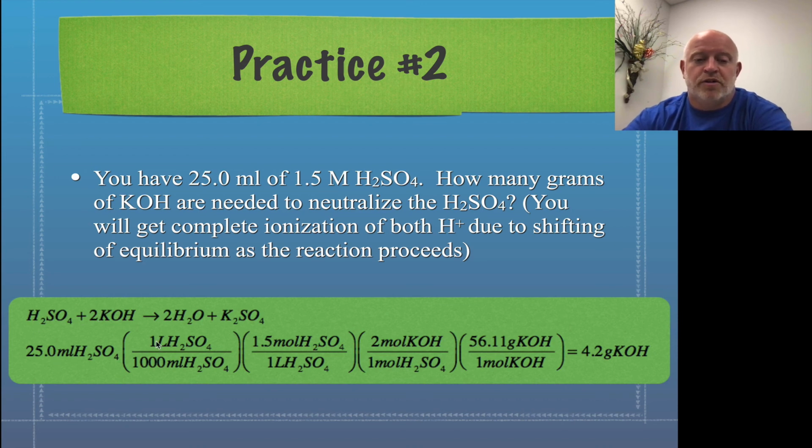We have our volume, get to liters, liters to moles for concentration. We have a 2-to-1 ratio. In this case, we want to know the grams needed. So we're going to use a powder form of the base, and moles back to our grams, 4.2 grams of my potassium hydroxide here. Okay, and we're limited to 2 significant figures because the concentration of our acid was limited to 2.